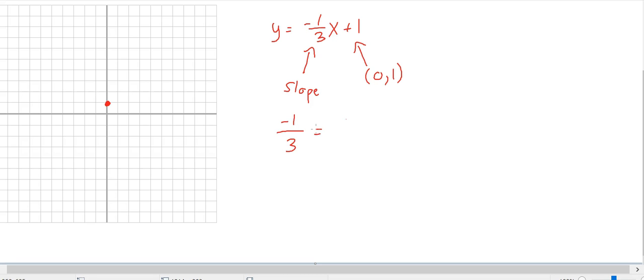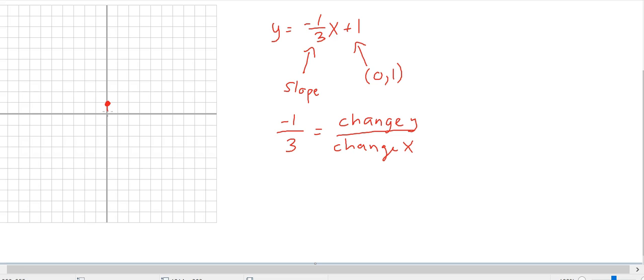Let's say we have the line y = -1/3 x + 1. We always want to start with the y-intercept, which in this case would be (0, 1). So let's put a point over there. And then we move on to use our slope. The slope in this case is negative 1 over 3, which means that our change in y is down 1 for every change in x of going to the right 3 units.